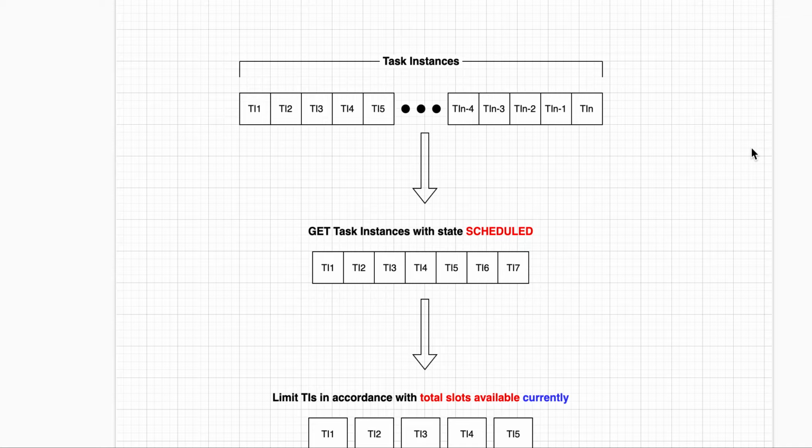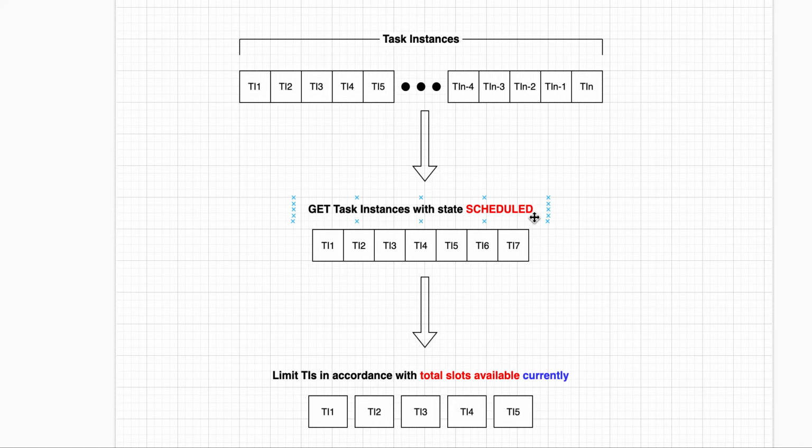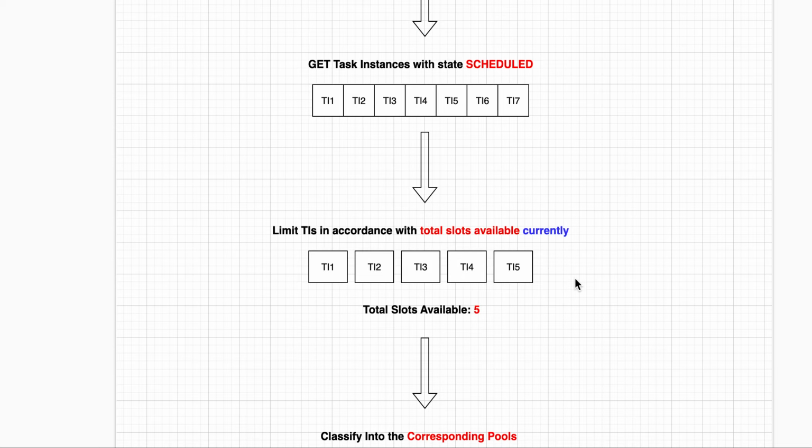Starting with a list of task instances here, with various states such as scheduled, success, running, and so forth. Afterwards, Airflow will fetch task instances whose state is scheduled only. Next, Airflow will take only several task instances based on the total slots available. In this case, let's say the current total slots is 5. Therefore, only the first 5 task instances will be fetched by the scheduler.